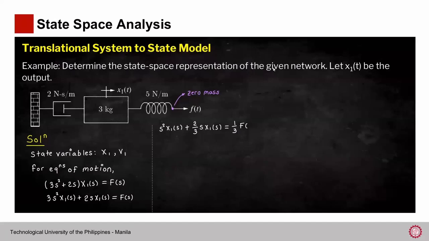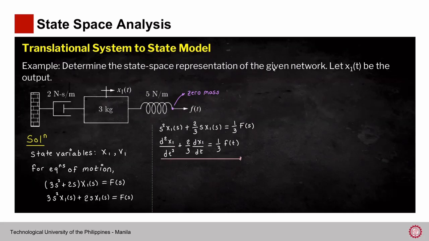And then we're going to get the inverse Laplace transform of this one. So what is the inverse Laplace of this? This is the second derivative of x1 with respect to t squared, plus 2/3 of the first derivative of x1 with respect to time. We don't have any x element here. And this is 1/3 f of t. So this is now our differential equation.